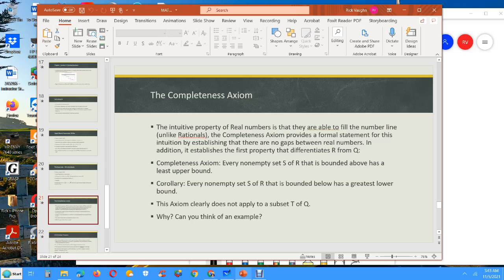Can you give an example of a non-empty set of rational numbers that's bounded above but does not have a least upper bound? Okay, this is true of the real numbers, but now I'm telling you it's not true for the rational numbers, which means that you should be able to come up with a counterexample of that statement.